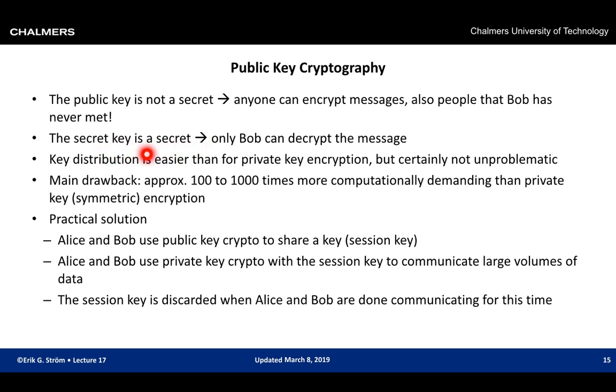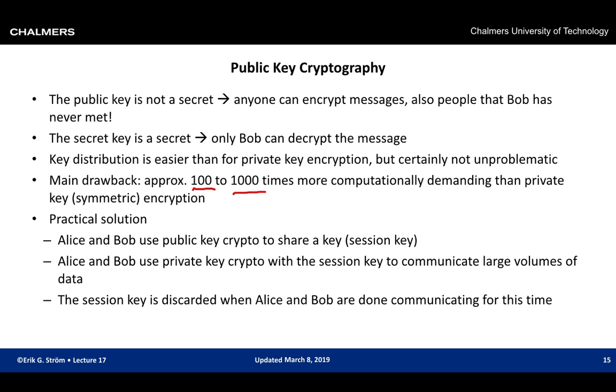The secret key, however, is a secret, which means that only Bob can decrypt the message. So key distribution is quite much easier than with private key encryption, but as we will see later on, it's certainly not a piece of cake. So one needs to take care of that in a good way. The main drawback of public key cryptography compared to symmetric key cryptography is complexity. It takes about 100 to 1,000 times more computational resources to use public key cryptography compared to private key cryptography.